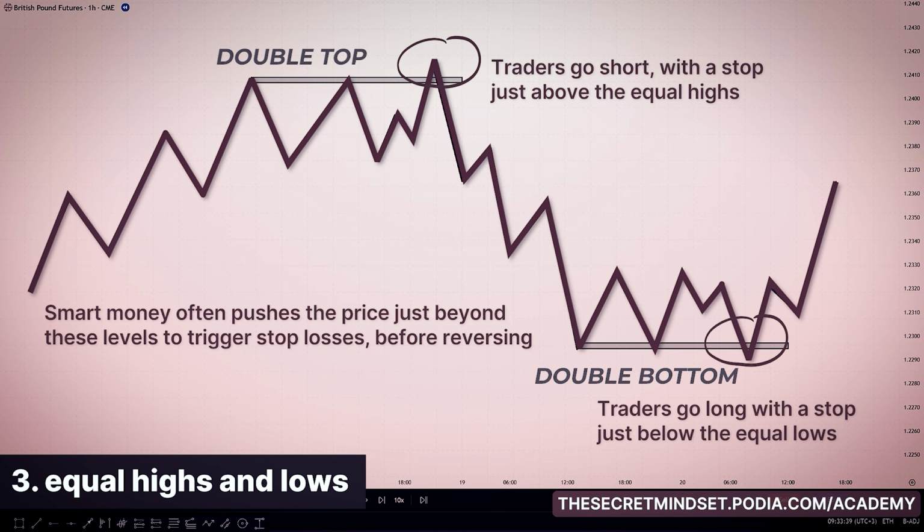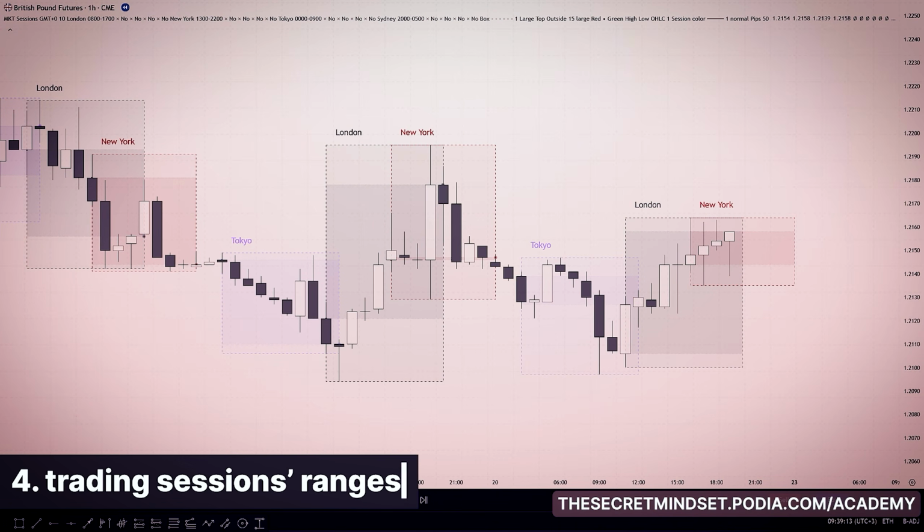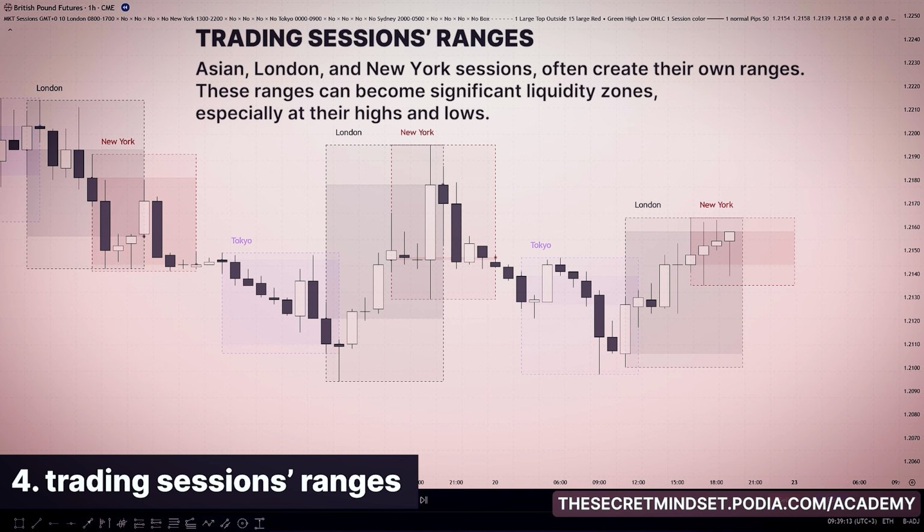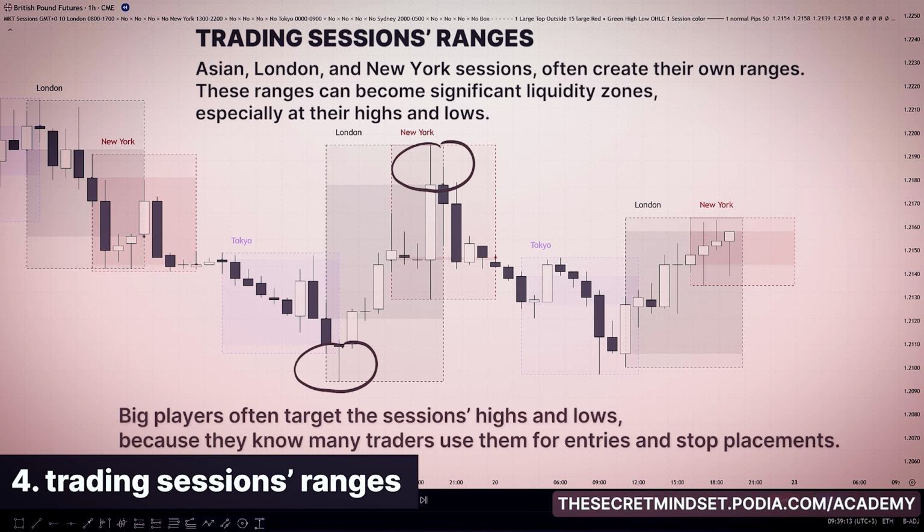This creates a liquidity pool that they can use to their advantage. Trading sessions, particularly the Asian, London, and New York sessions, often create their own ranges. These ranges can become significant liquidity zones, especially at their highs and lows. Big players often target the session's highs because they know many traders use them for entries and stop placements.